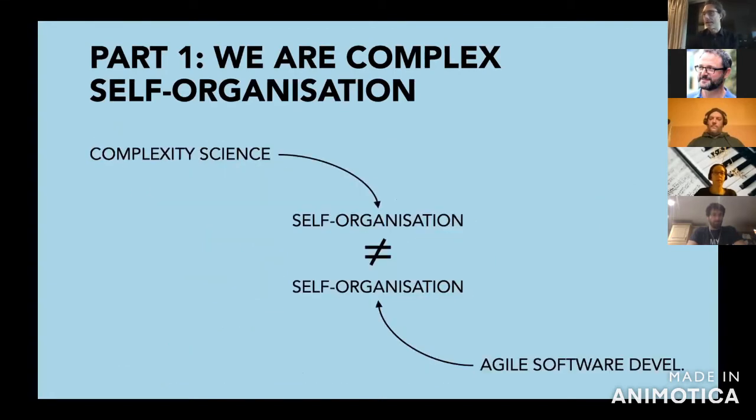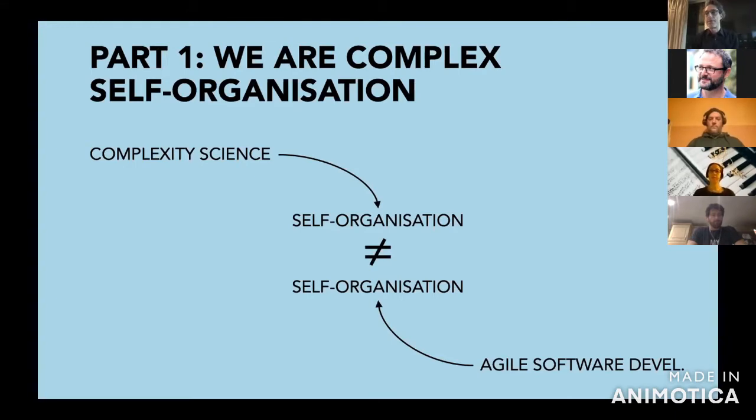Now, let me just add one thing. We are talking about self-organization from complexity science, but you for sure have heard before about self-organization from the Agile Software Development Manifesto, in one of the principles, number 11. Well, those two terms have a slightly different meaning. So one of the things that I've done in this catalog is also to highlight potential misunderstanding or different use of the terminology.